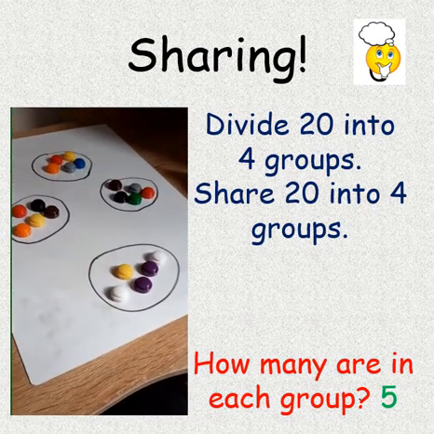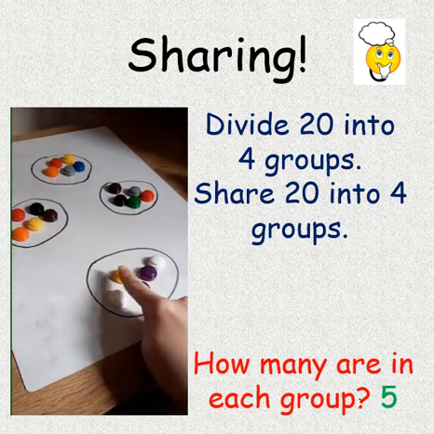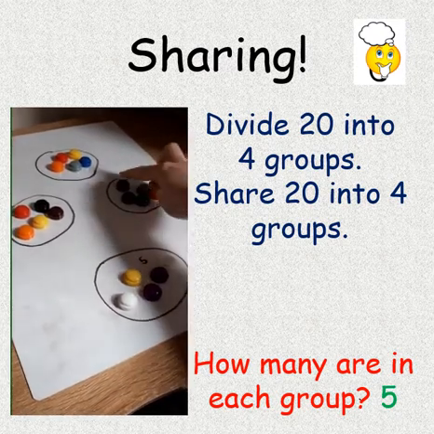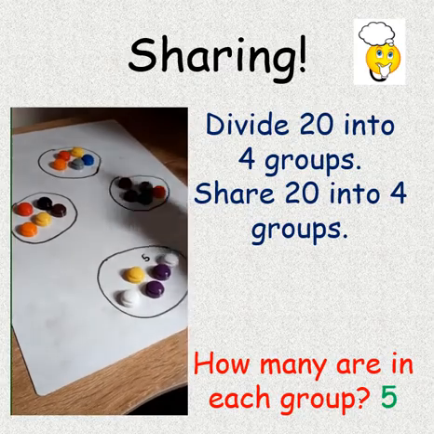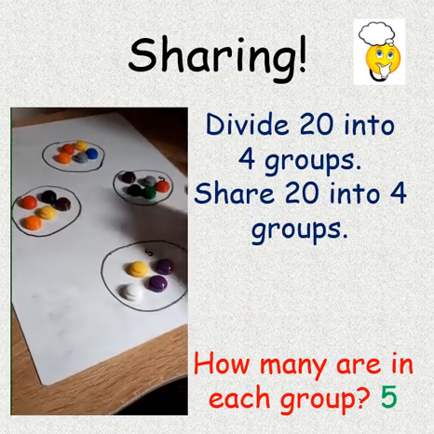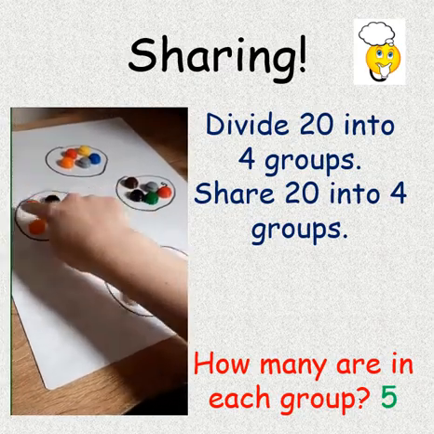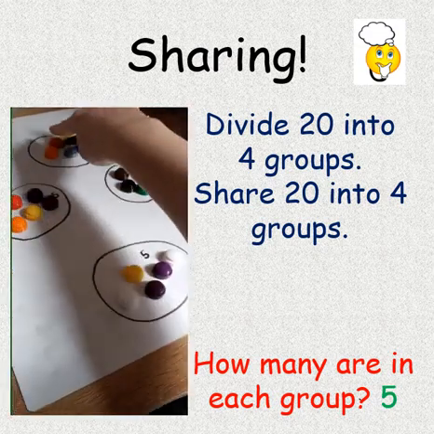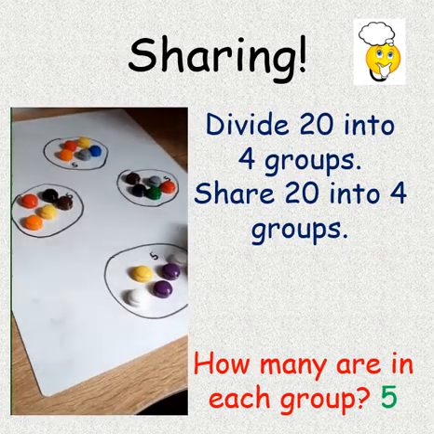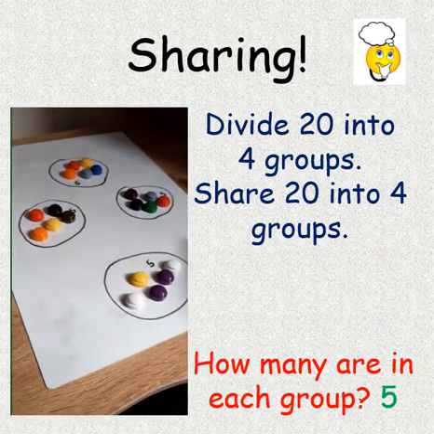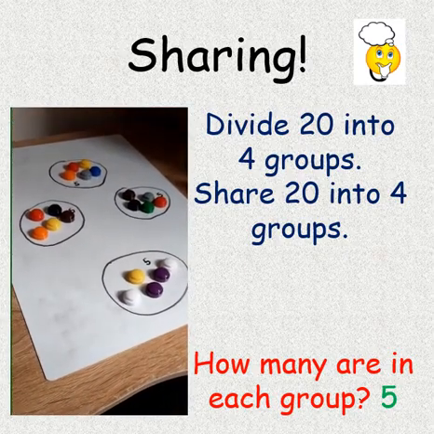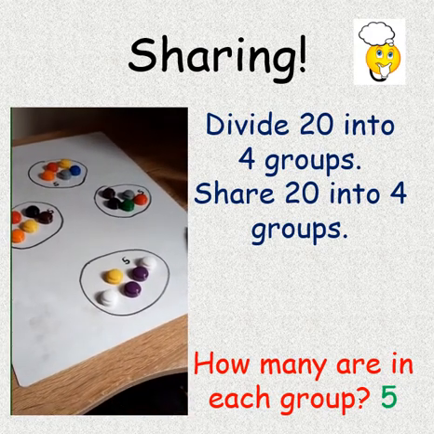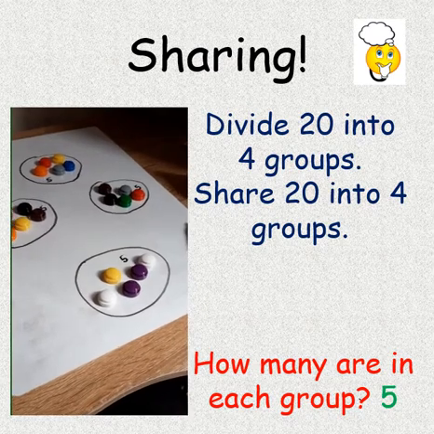Let's check to make sure they're equal. I've got 1, 2, 3, 4, 5 in that group. I'm going to write a little 5 there. I've got 1, 2, 3, 4, 5 in that group. I've got 1, 2, 3, 4, 5 in that group. And I've got 1, 2, 3, 4, 5 in that group. So I know I have shared 20 equally into 4 groups. And I've got 5 in each group. And tomorrow we are going to have a go at drawing the groups.